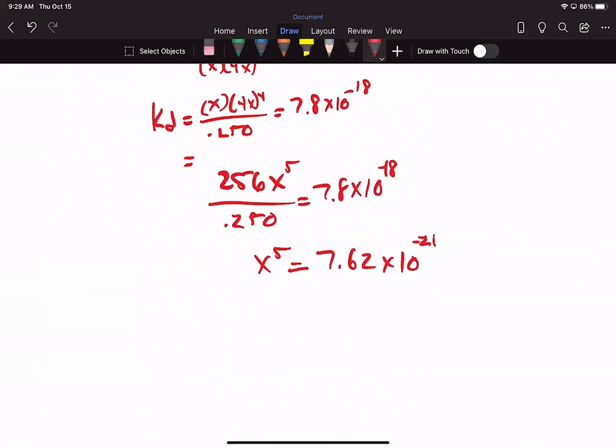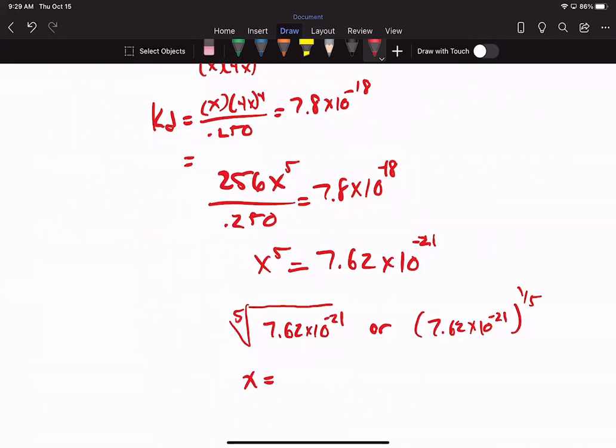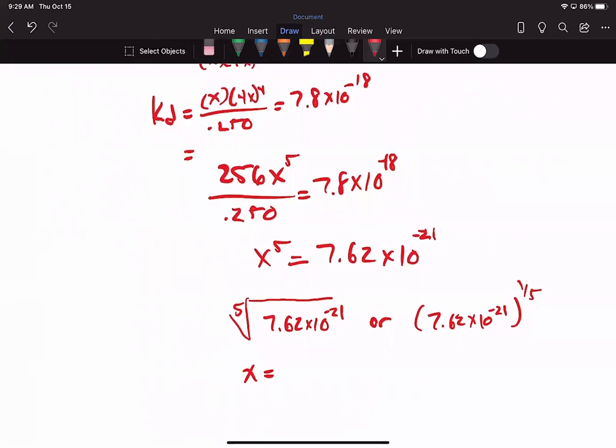All right, so how do we figure out what x is? Well, we take the fifth root of that. If you don't have a fancy calculator, that's okay. You can either do this, 7.62 times 10 to the negative 21, or you can write it as 7.62 times 10 to the minus 21 to the 1/5. So let's see what our x value is. So x is then equal to 9.5 times 10 to the minus 5.